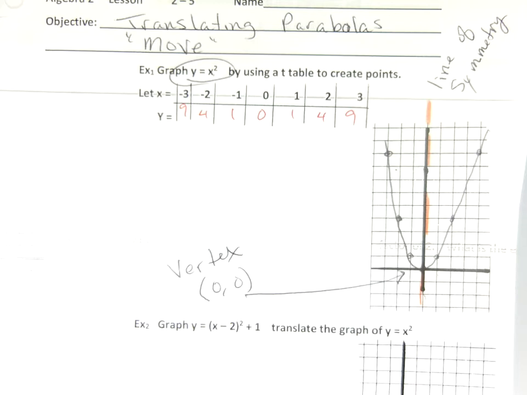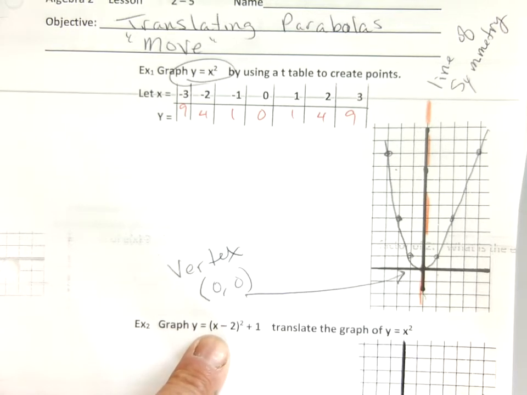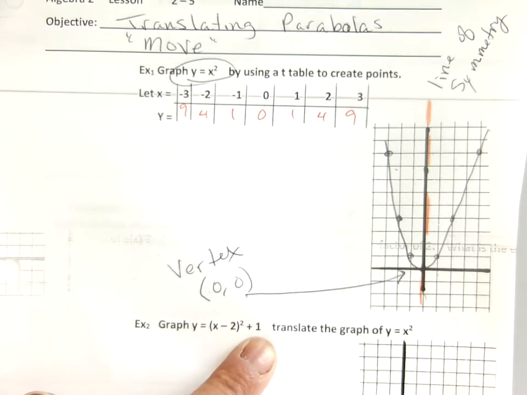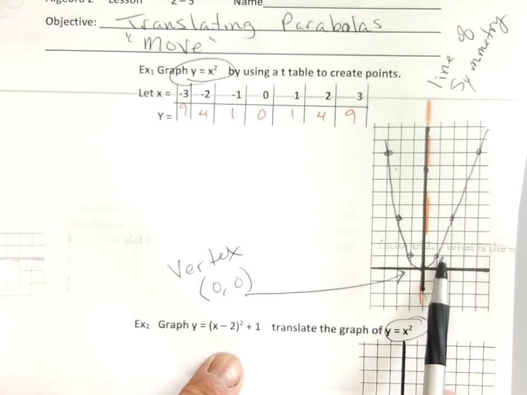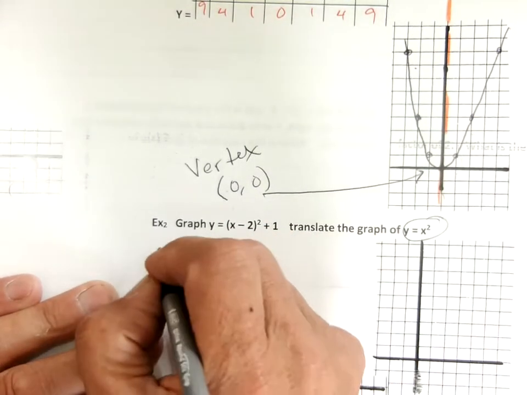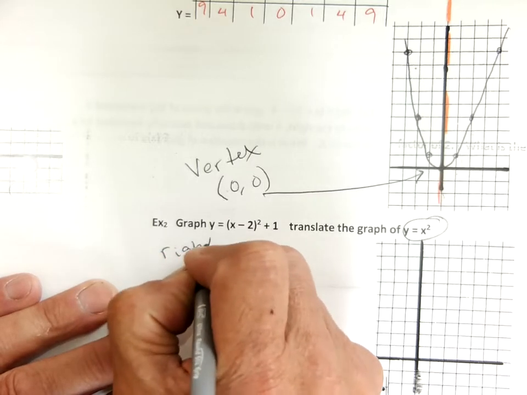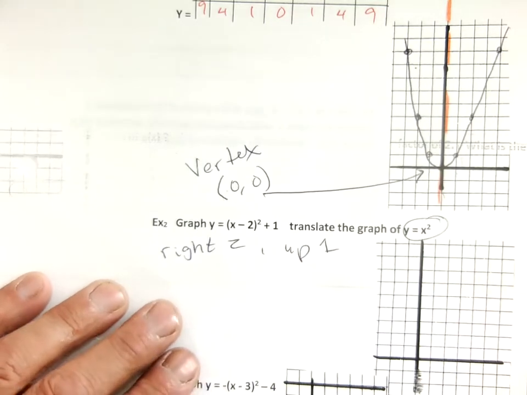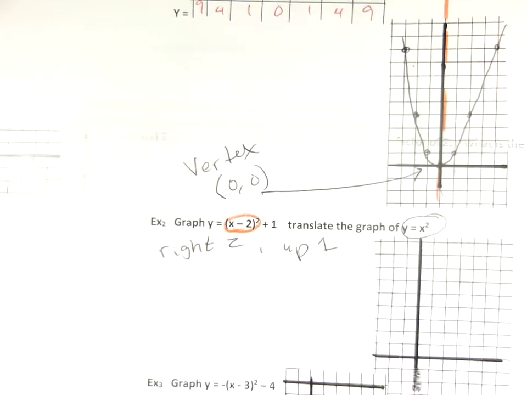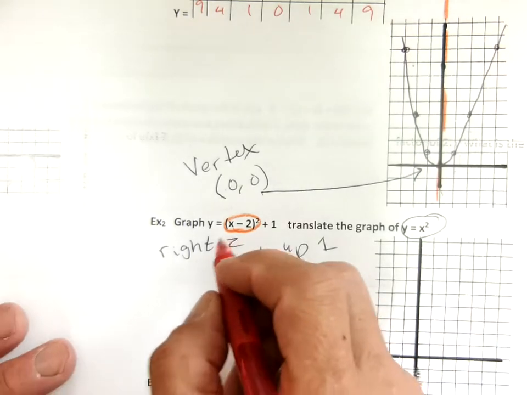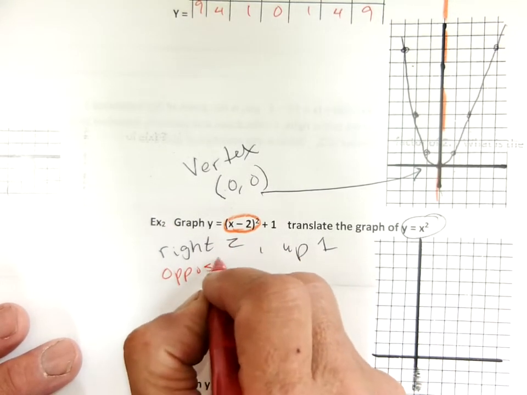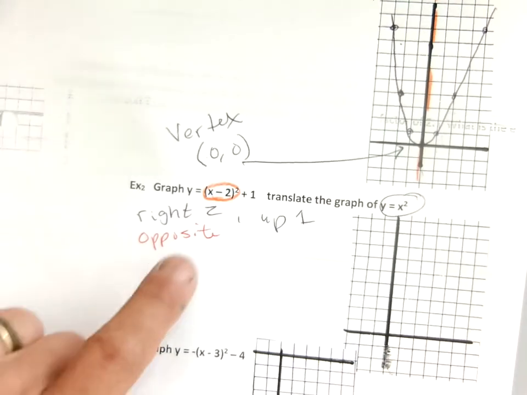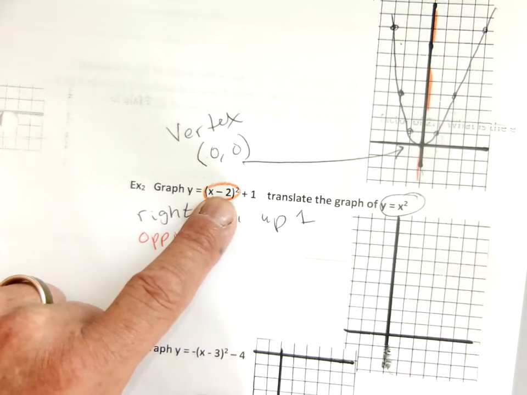All right? So now, if we take a look at example 2, if we want to graph y equals (x minus 2) squared plus 1, it's just basically moving this graph. We're going to move it to the right 2 and up 1 because it's the opposite of the inside, right? Always the opposite side. So I'm going to go right 2, up 1.